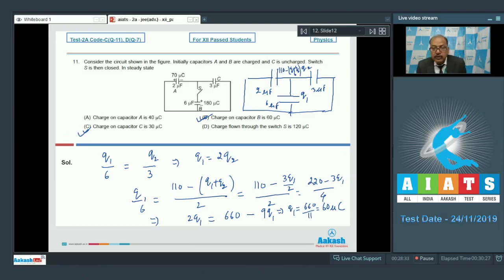And how much charge has flown through the switch? Whatever is the magnitude of change in the charge on capacitor B is the amount of charge that has flown through the switch. Here it was initially 180 microcoulomb and finally it is only 60 microcoulomb. So that means 120 microcoulomb has flown through the switch. So option D is also correct. So for question 11, options B, C and D are correct. Let's now go to the next question.